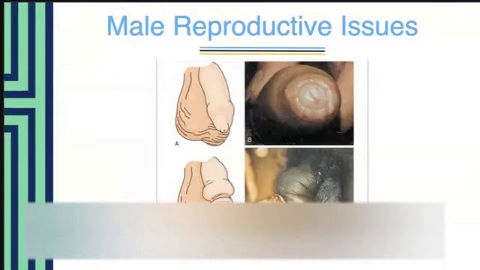So this disordered collagen deposition and fibrosis within the tunica albuginea is the hallmark pathological process driving the progression of PD.